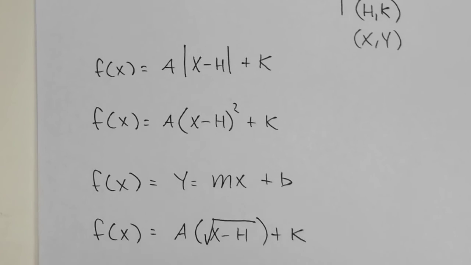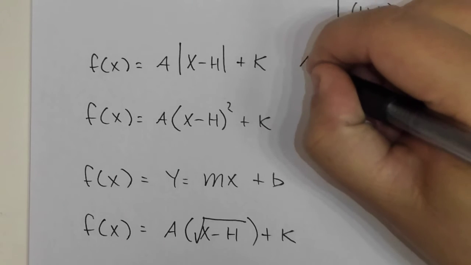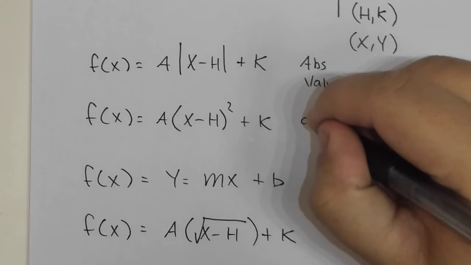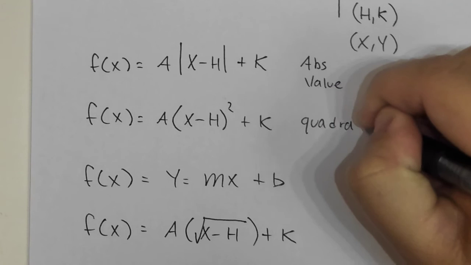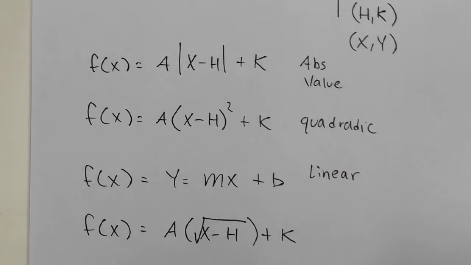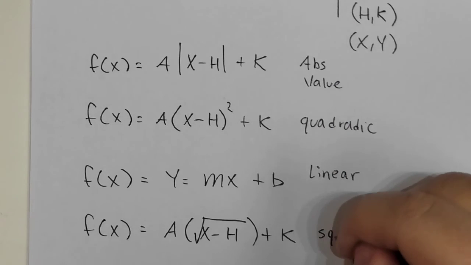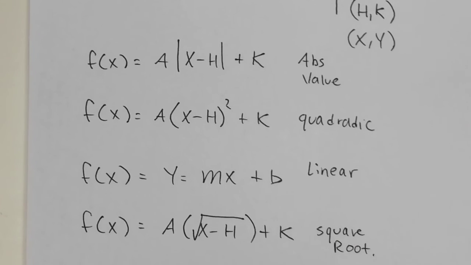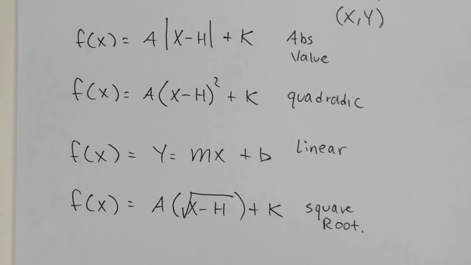So if you forget these four functions, this is absolute value. This is quadratic. This is linear, right? And this is a square root. Okay? a, h, and k are always going to be your vertices.